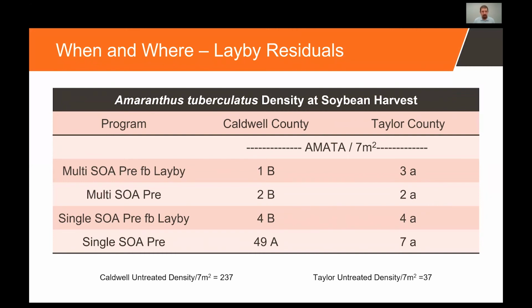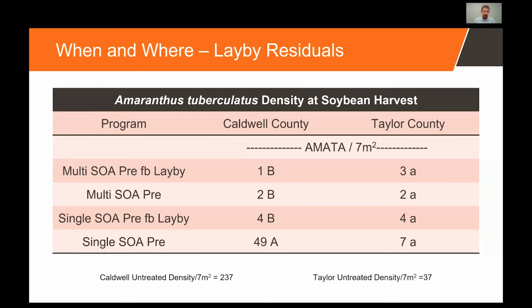Now, the next question that comes up is, okay, I'm going to use multiple sites of action in my residual, but when should I put all that on? When and where, right? Because we talked about the lay-by residuals, do I really need a lay-by residual or not? So here, we looked at waterhemp populations at the end of the season. The top line is multiple sites of action, so this is a residual with multiple sites of action, such as Fierce or Intimidator or any of those other group 19s, followed by a single site of action lay-by. That would be a group 15, okay?